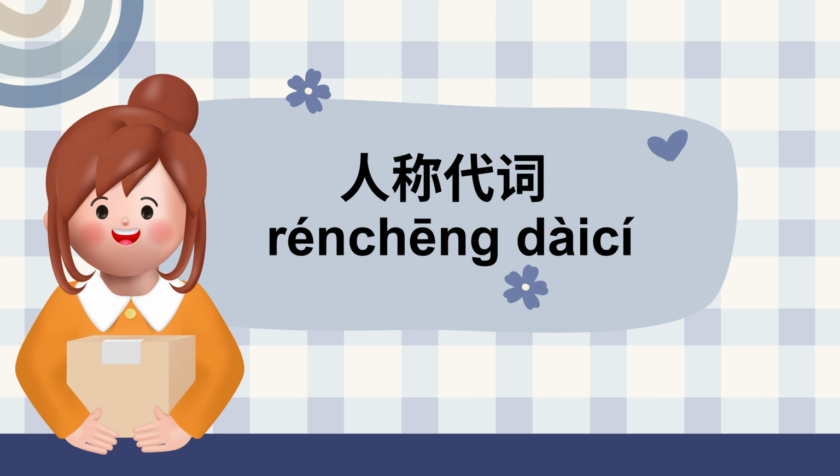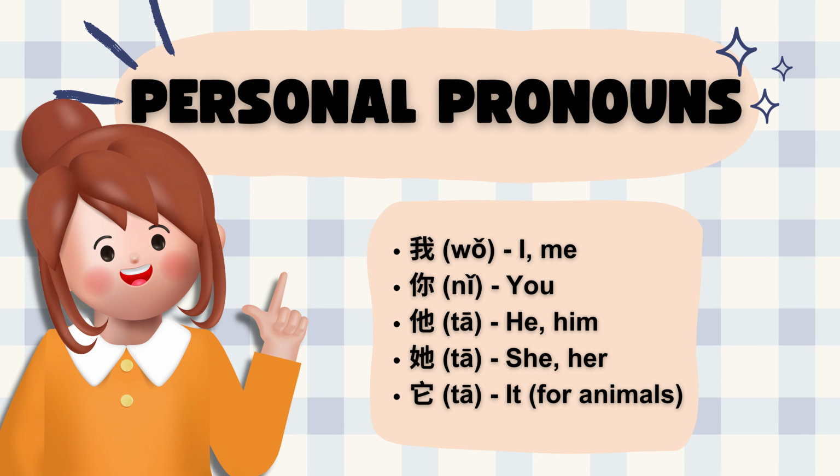This is how to say personal pronouns in Chinese. 人称代词. There are 5 key pronouns to remember. 我 I, me, 你 you, 他 he, him, 她 she, her, 它 it for animals. Now you know that in Chinese, he, him, and it all sound the same, but they're written differently.